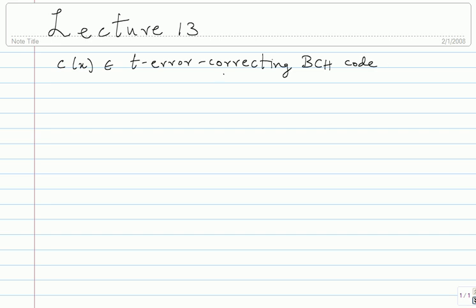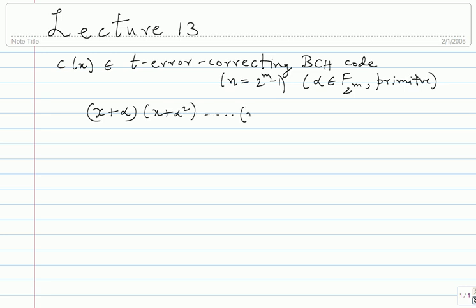okay, and let's say the block length n is 2 power m minus 1. Hopefully you'll assume all these things from now on. It's clear that alpha is a primitive element. And I was talking about how we can see that x plus alpha, x plus alpha squared, and so on till x plus alpha power 2t has to divide c of x. So this is a code word if and only if this is true.